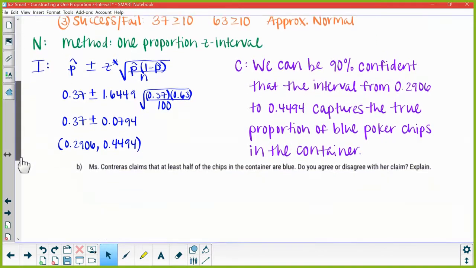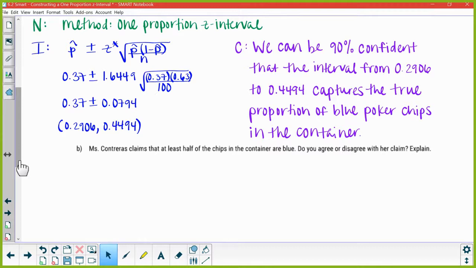So I'm going to scroll a little bit. Ms. Contreras claims that at least half of the chips in the container are blue. Do you agree or disagree with her claim? Well, half is 50%. So she's saying at least 50% of them are blue, meaning 50% or more. But if we look at our confidence interval, it is from 0.2906 to 0.4494. And my confidence interval tells me that somewhere in between these two numbers is the true proportion of blue chips. And 0.50 is not between these two numbers.